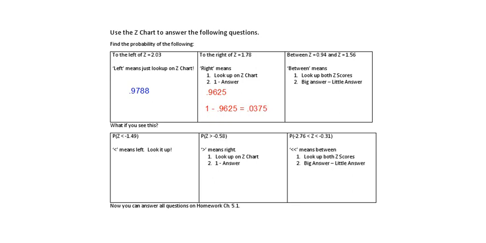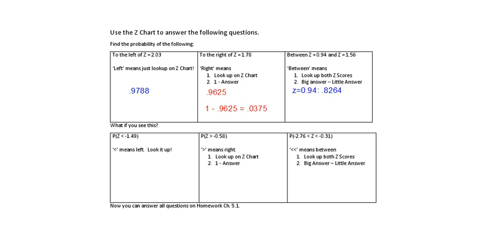Okay, the third option has two z-scores, 0.94 and 1.56. So what this means is we're going to look up both z-scores, and then we're going to subtract them. Big answer minus little answer. Let's take a look. All right, it doesn't matter who goes first. So for z equals 0.94, that means we're going to get 0.8264.